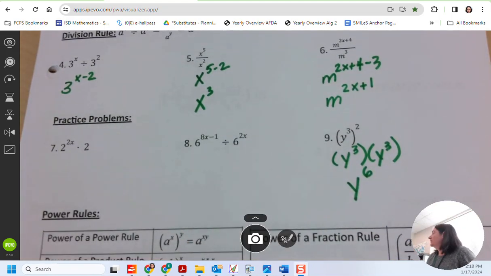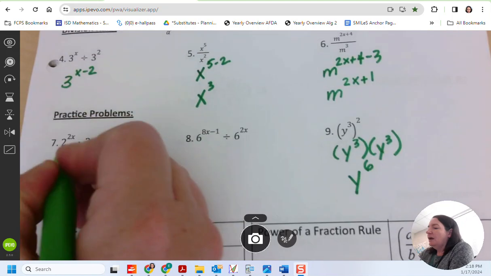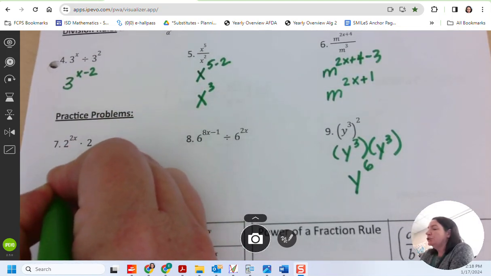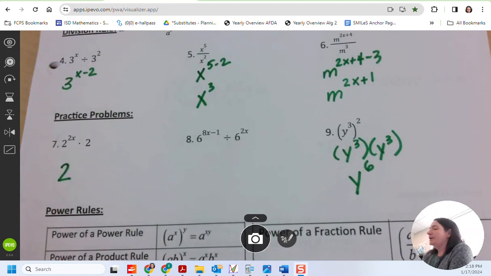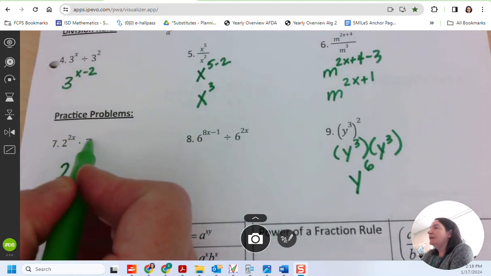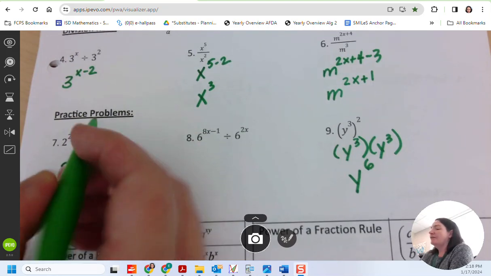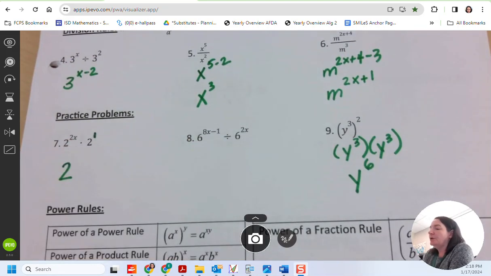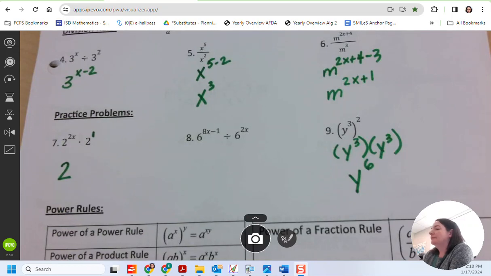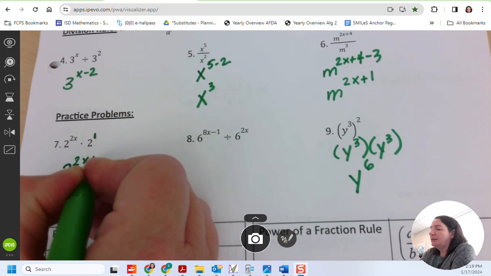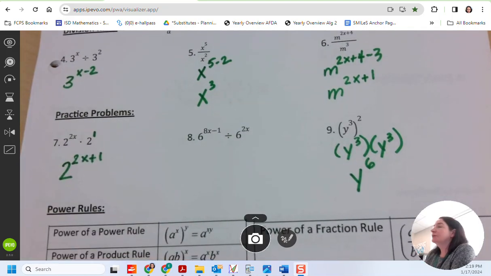All right, let's look at the next one. I have the same base. Remember, don't multiply your bases. Leave it as 2. And now I need to add the exponent, but there's nothing on the second one. So what exponent should I put on it? Yeah, anything that is not to a power is really to the first power. So now I can add 2x plus 1. Take a look at your work. Make sure you have that.